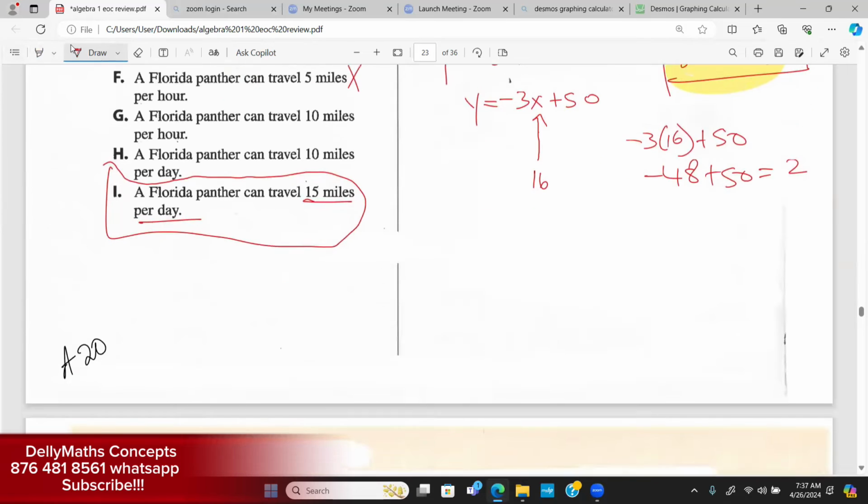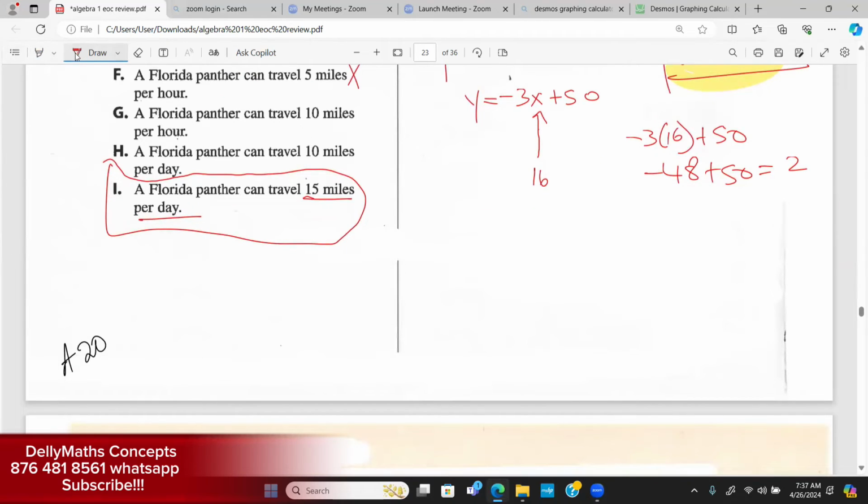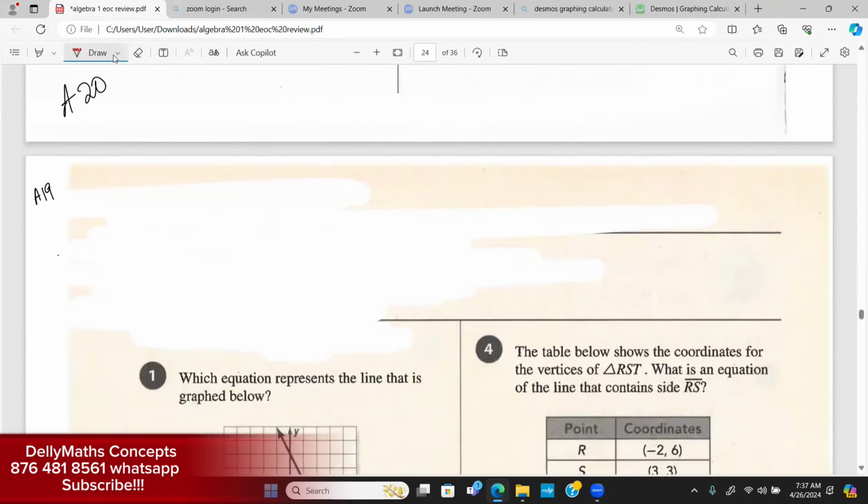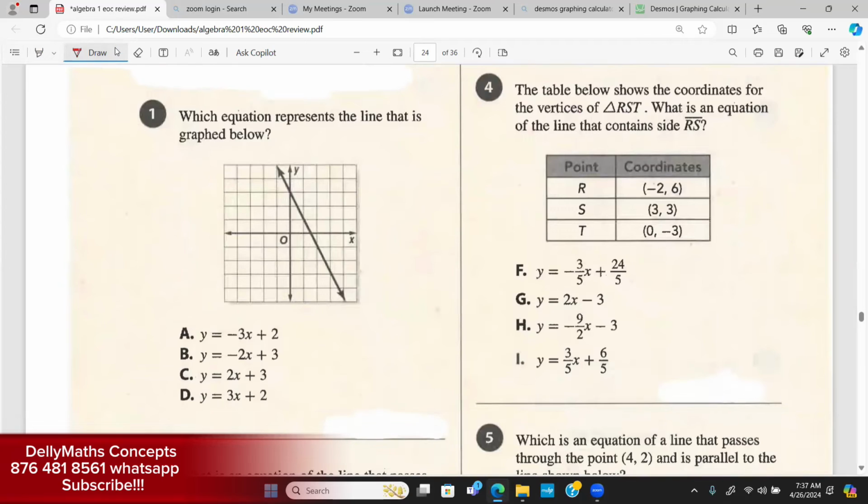All right, let's go. Let's go to A19. So on A19, this page, we're looking at which equation represents the line that is graphed below. Okay, if I'm going to see the line as graphed below, firstly, I'm going to have to take a look at the y-intercept. So as you could see, my y-intercept is 1, 2, 3. So my y-intercept must be 3. So this is wrong. This is wrong already. Now I'm thinking these two.